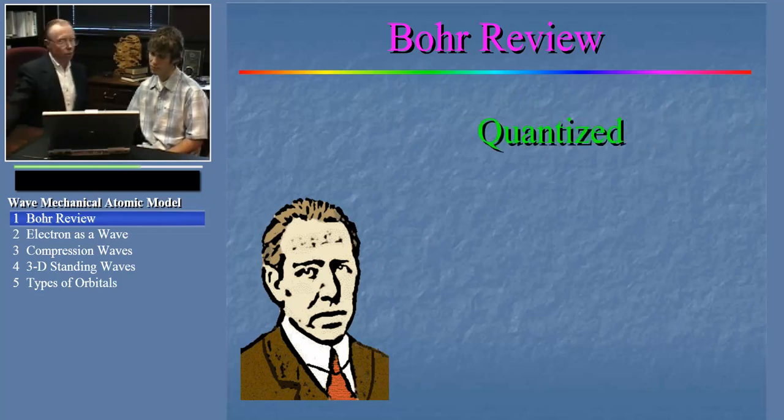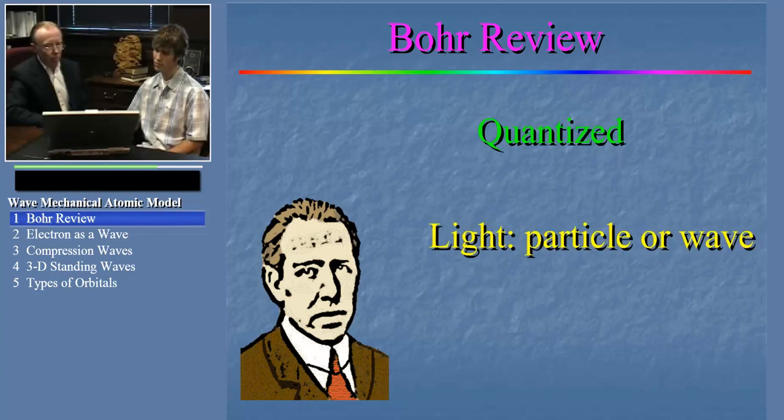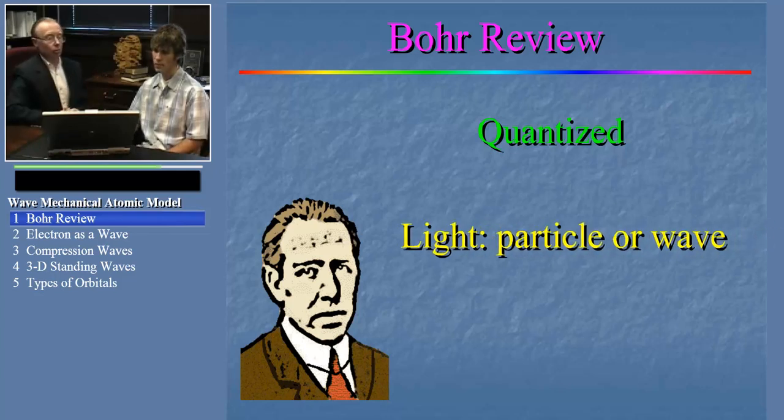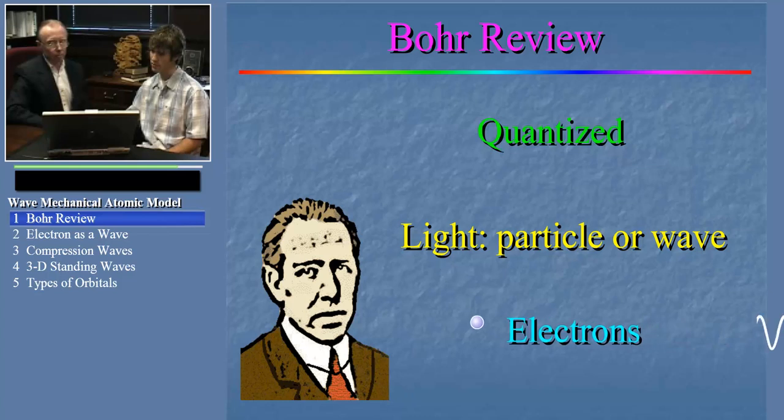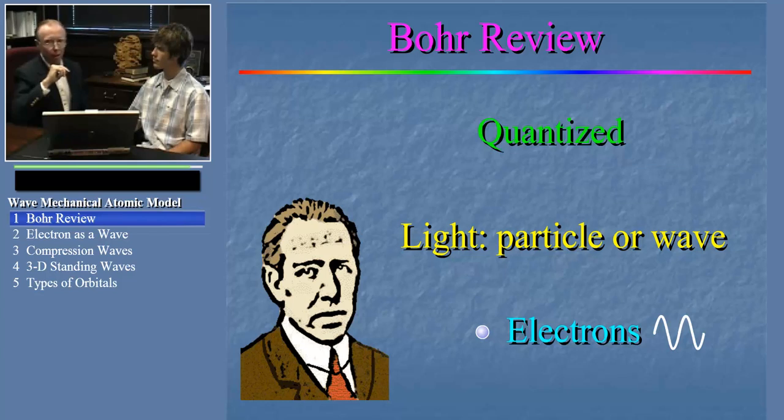Now, the solution to this mystery began to reveal itself when scientists realized that light can be considered both a particle and a wave. It was then reasoned that if light can exhibit both particle and wave behavior, maybe other things can too. Things like electrons, for example. And it was this last logical leap that led to an understanding of how electron energy levels in atoms are quantized. Would you like to see how? Let's do it. Okay.